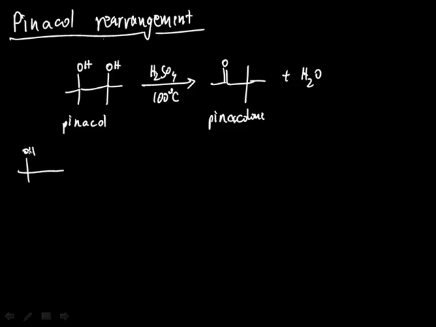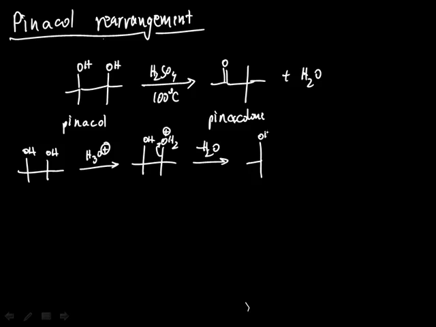Mechanistically, this reaction starts, as expected, by protonation of one of the OH groups, which is then followed by the departure of that OH group as water and the formation of this formally tertiary cation. And in many cases, we would have seen this cation as perfectly stable and the reaction would not rearrange.